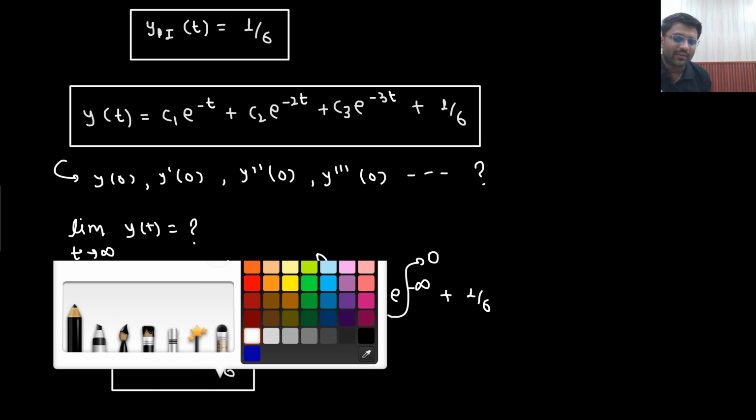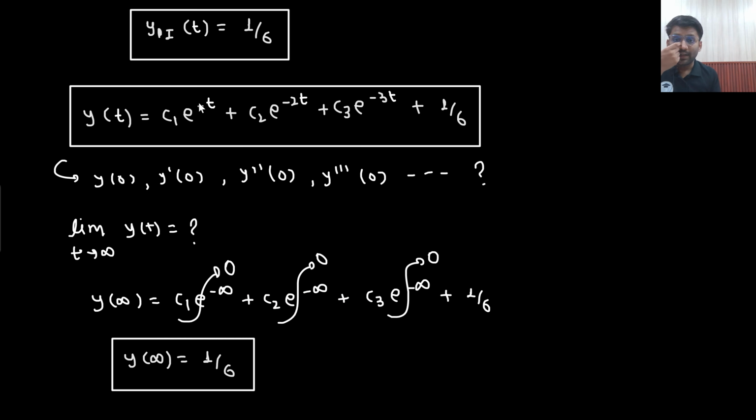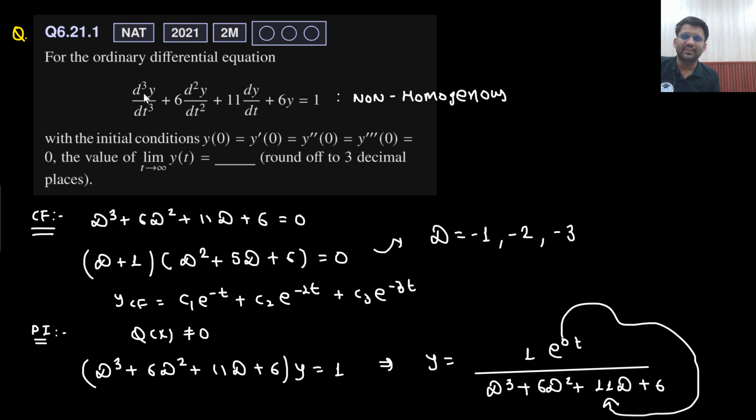If I am very smart, then I would not even calculate these terms, e to the power minus t, e to the power minus 2t, e to the power minus 3t. I would see this equation, D cube plus 6D square plus 11D plus 6, and I would know that I will get some roots here. Then they will come as exponentials. One thing I will also be sure of is that the roots will be negative only. Why will they be negative? Because they are asking the value at t equals to infinity.